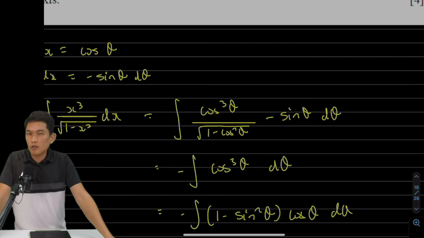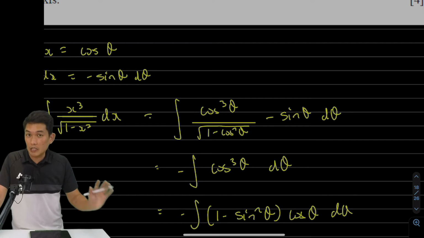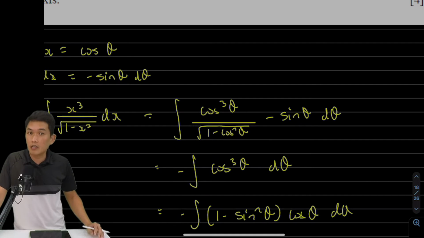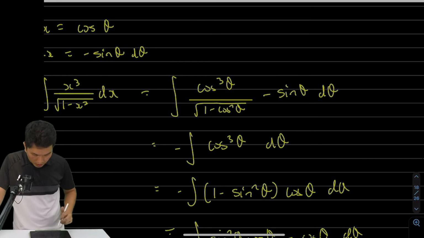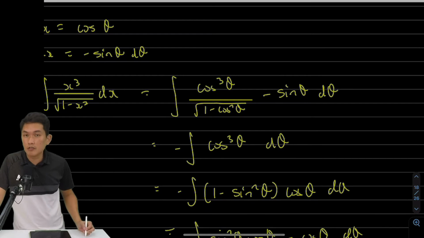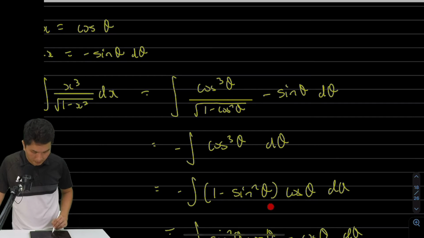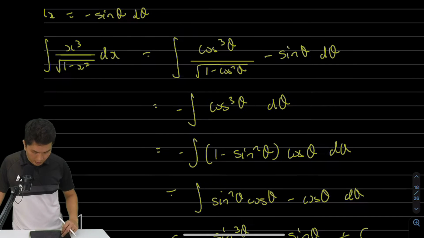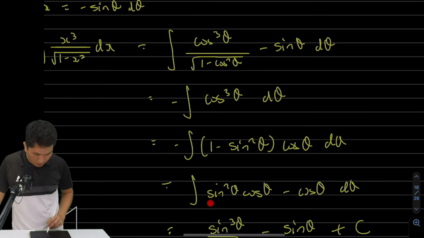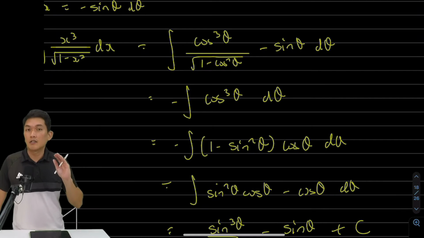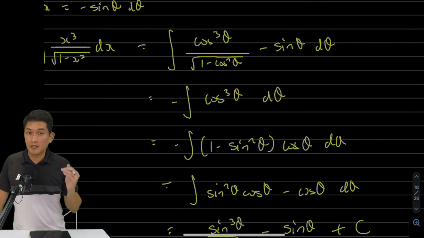Now, the integral of cosine cube theta is relatively straightforward if you have been practicing your tutorials. If you have not, then the trick actually is to take out a cosine square theta, turn it into 1 minus sine square theta. So it's 1 minus sine square theta times cosine theta. Why do you do this? Because if you expand this out, you're going to get this and this. Both of these terms, you can integrate them directly.